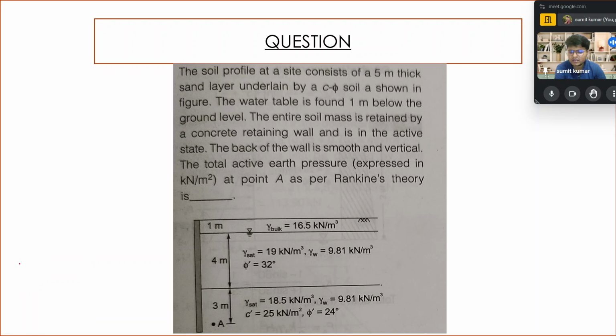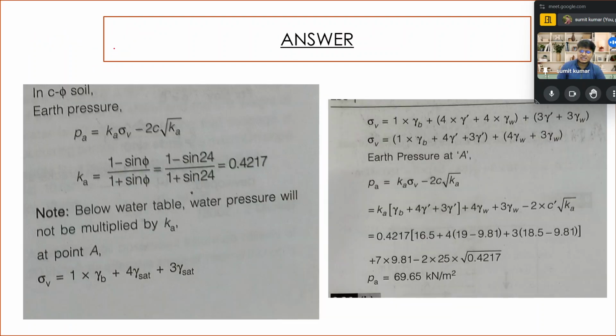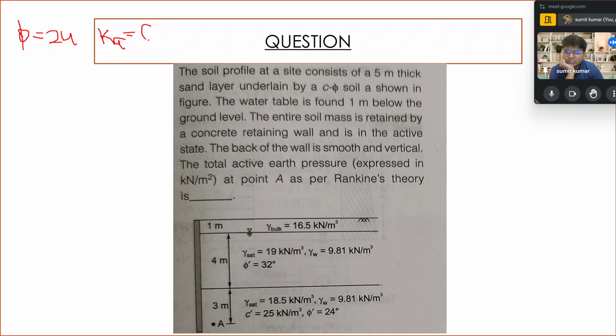You first have to take your pen and find the value of K for the second layer over there, phi equal to 24. For phi equal to 24, as it is asking the total active earth pressure, the value of K is what? I need an answer. I can give the answer for this. Okay, I will take the answer from here. K is 0.4217.